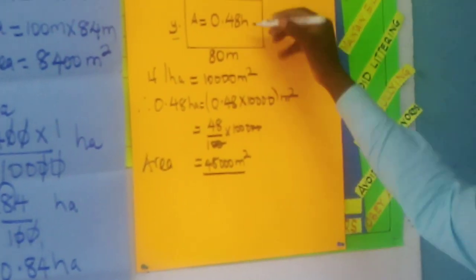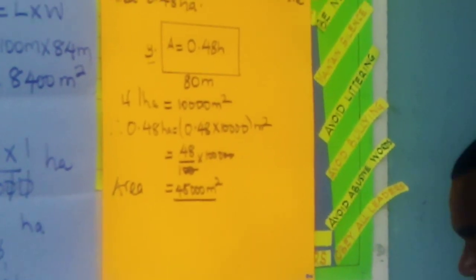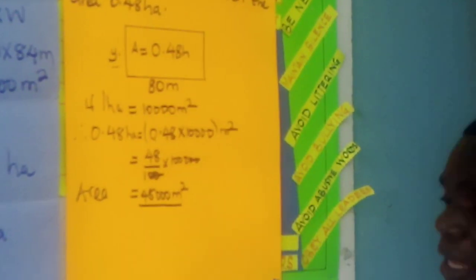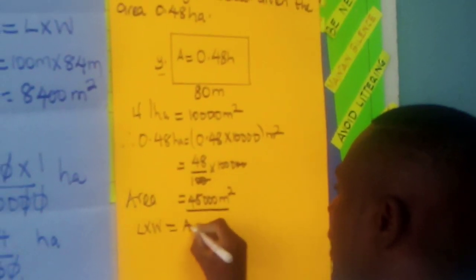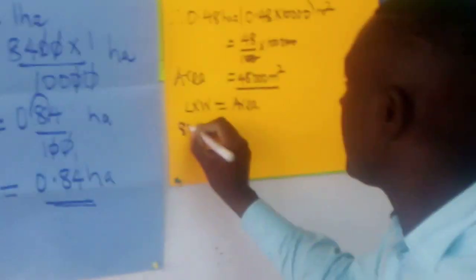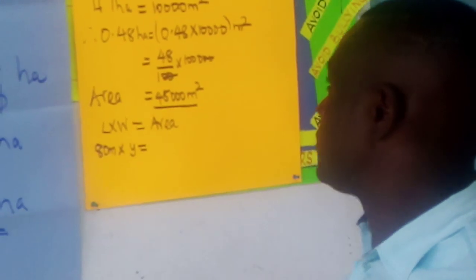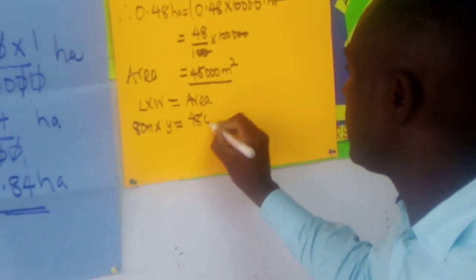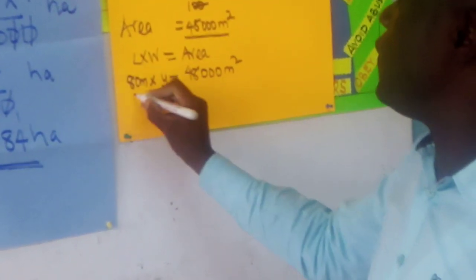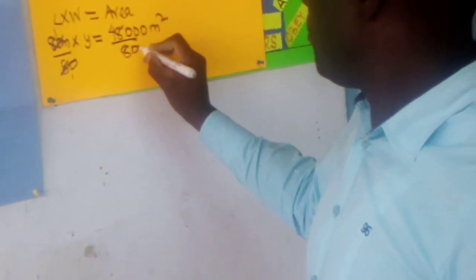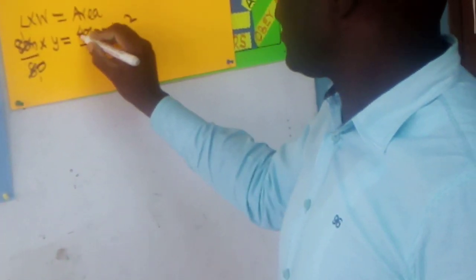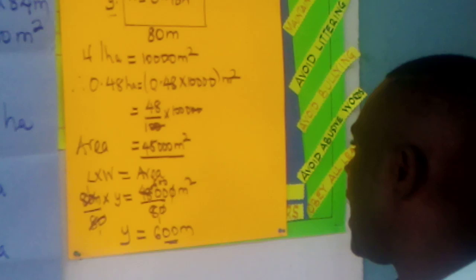Now we have converted the area from hectares to square meters. Then after converting, now we can find the side Y. Now, length times width equals area. So length we have 80 meters. Width we don't know, it is Y. And our area in square meters is 48,000 square meters. And so we divide both sides by 80. 0 goes with 0. By 80, 8 into 48, 6 times. Then we carry the zeros there. So Y is equal to 600 meters.